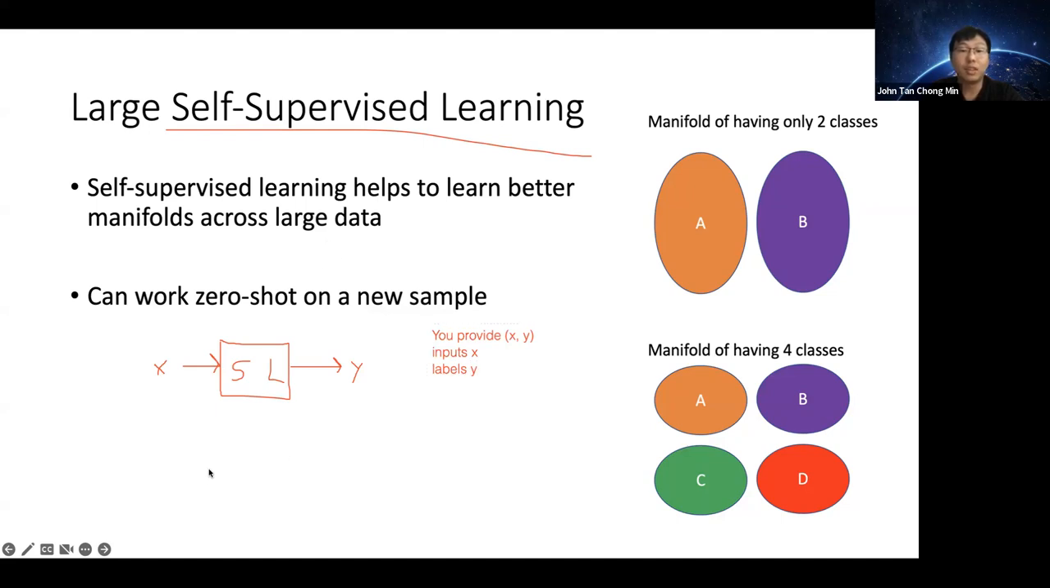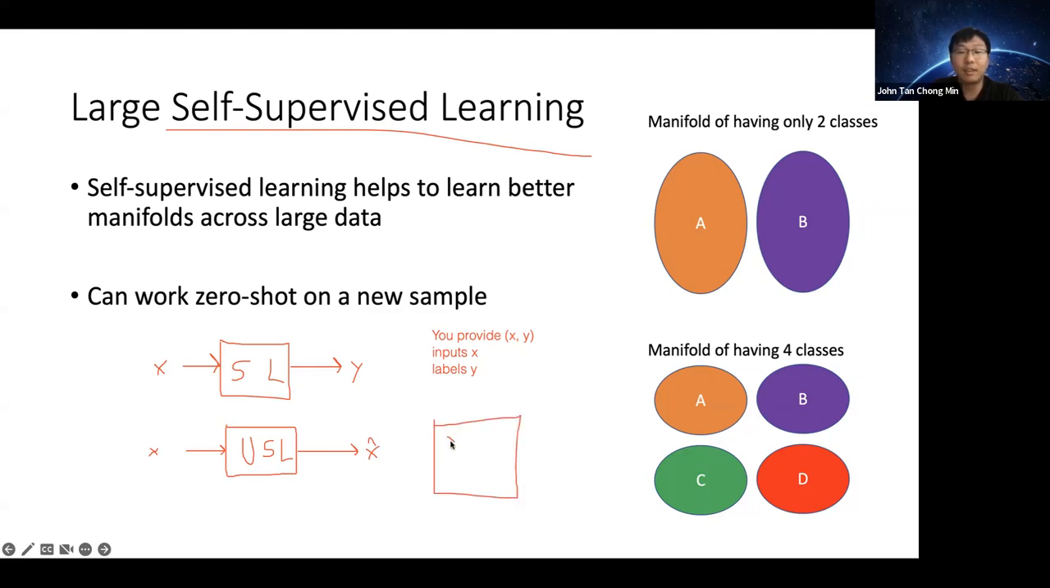Okay, so it's quite intensive because you need to do the manual labeling of your data set. If you're talking about unsupervised learning, you're just taking in X, and then you are giving some form of embeddings of your X. So unsupervised learning is typically done like this.